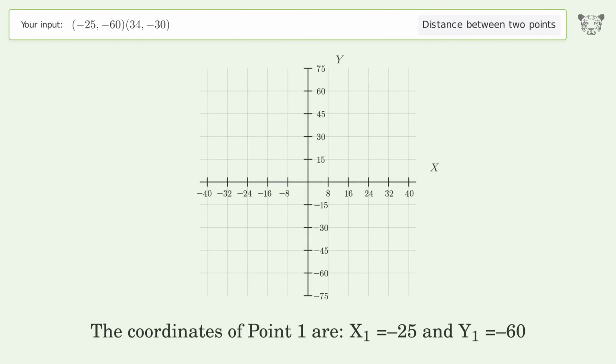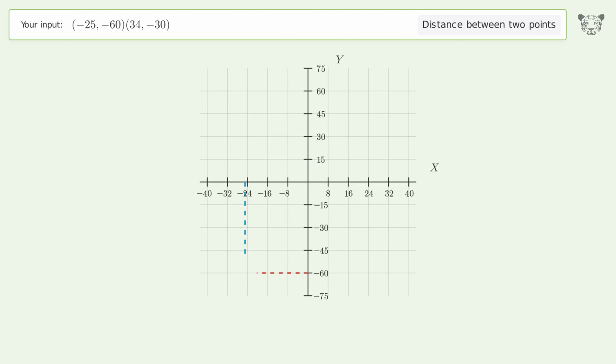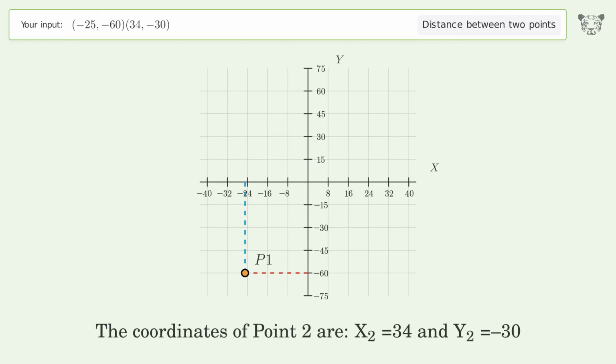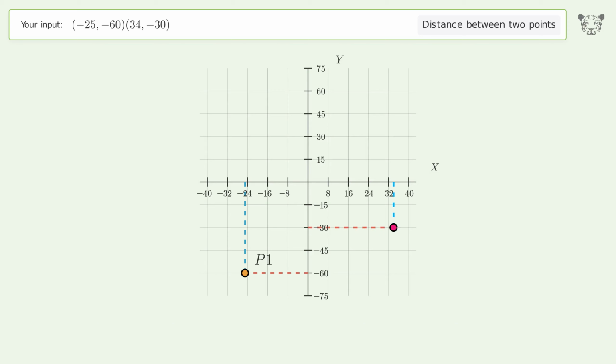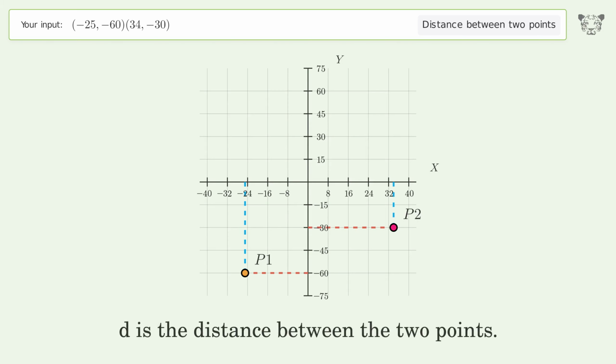The coordinates of point 1 are, x1 equals -25 and y1 equals -60. The coordinates of point 2 are, x2 equals 34 and y2 equals -30. D is the distance between the 2 points.